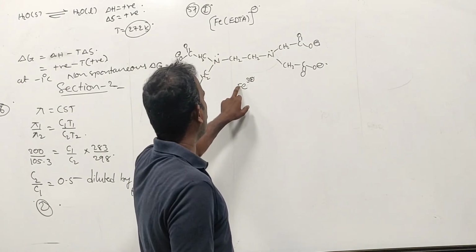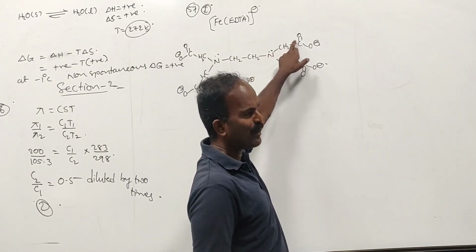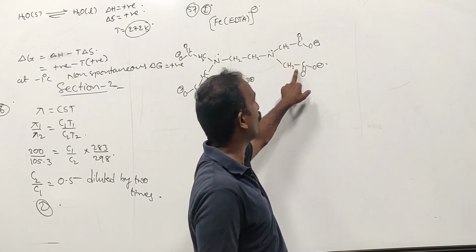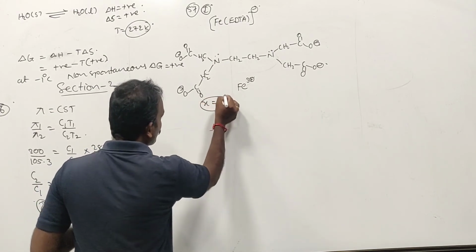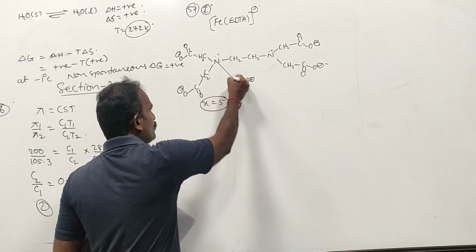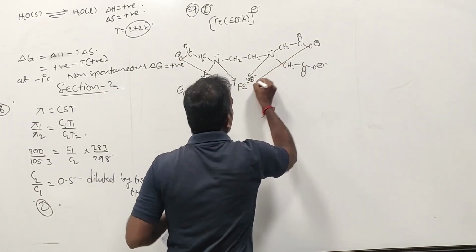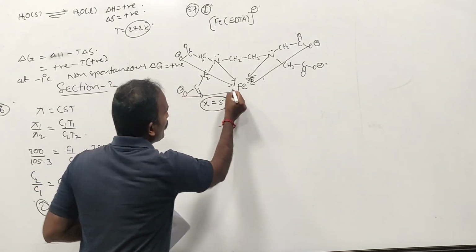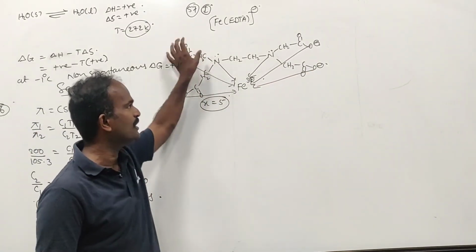From here 1, 2, 3, 4, 5. Here also another 5-membered ring. Here also another 5-membered ring. Therefore, how many 5-membered rings are possible? X is equals to 5. Overall, 5 5-membered rings are going to be possible. You have to draw like this and check. But if we draw like this, you will get confused. That's why I just told normally.